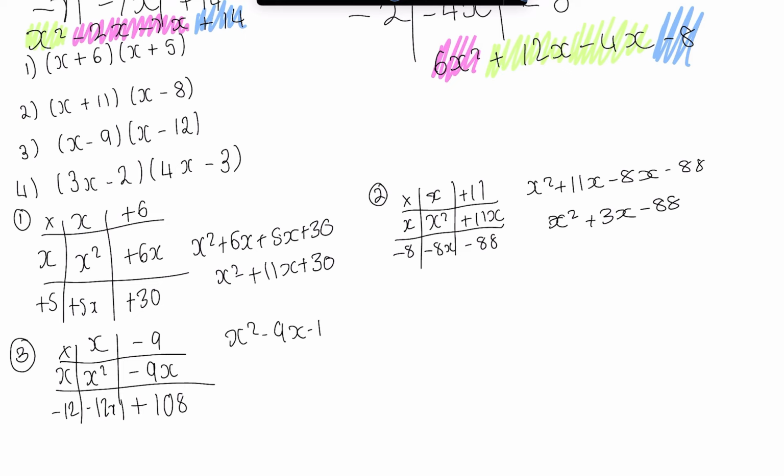Writing this out, it should look like this. And we can simplify those in the middle. Now minus 9 take away 12 gives me minus 21x. And I'm adding on that 108.